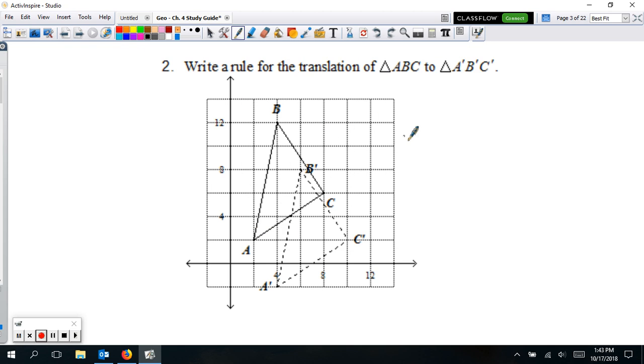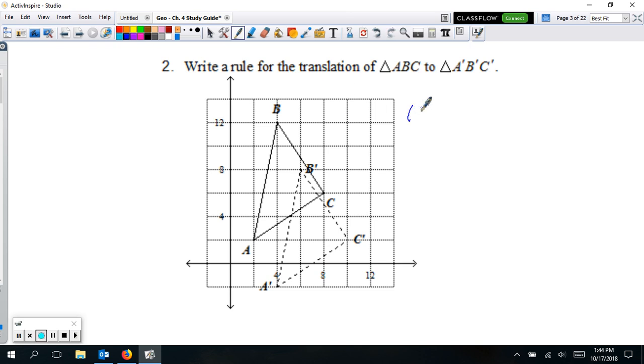Alright, next one, number 2, we're to write a rule for the translation of ABC to A'B'C'. Our ABC is the solid one, and the dashed one is our prime. We're going to write a rule for this, and we can just pick one point. We can pick A and A prime and see what we did to go from A to A prime.